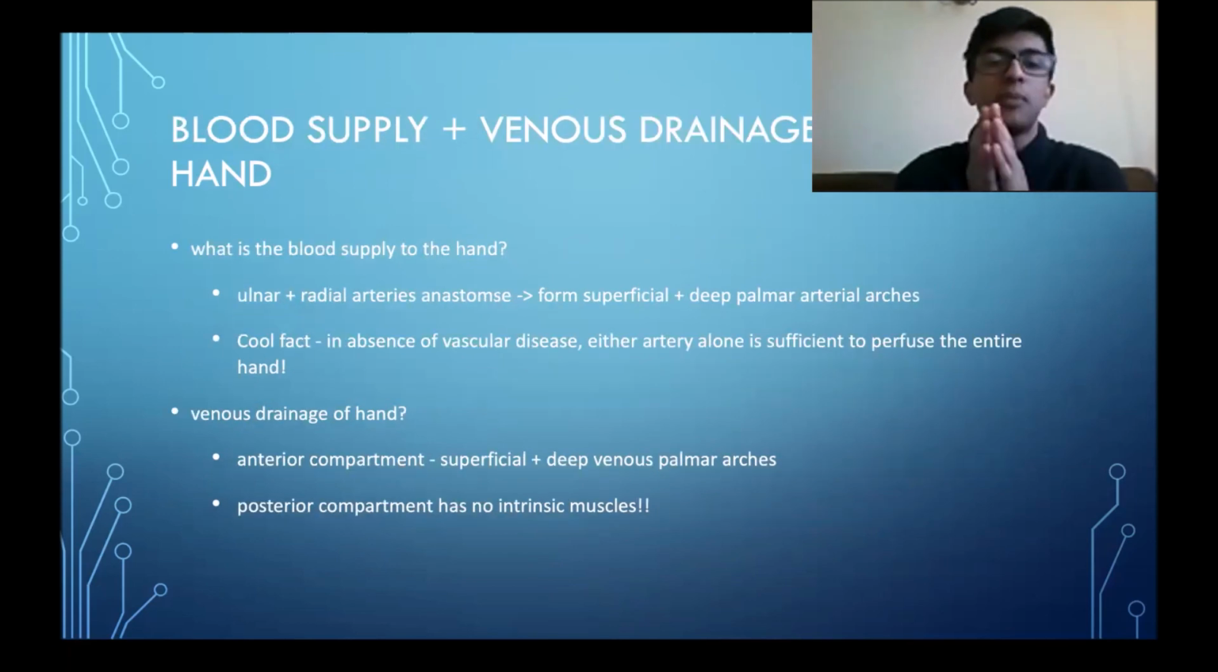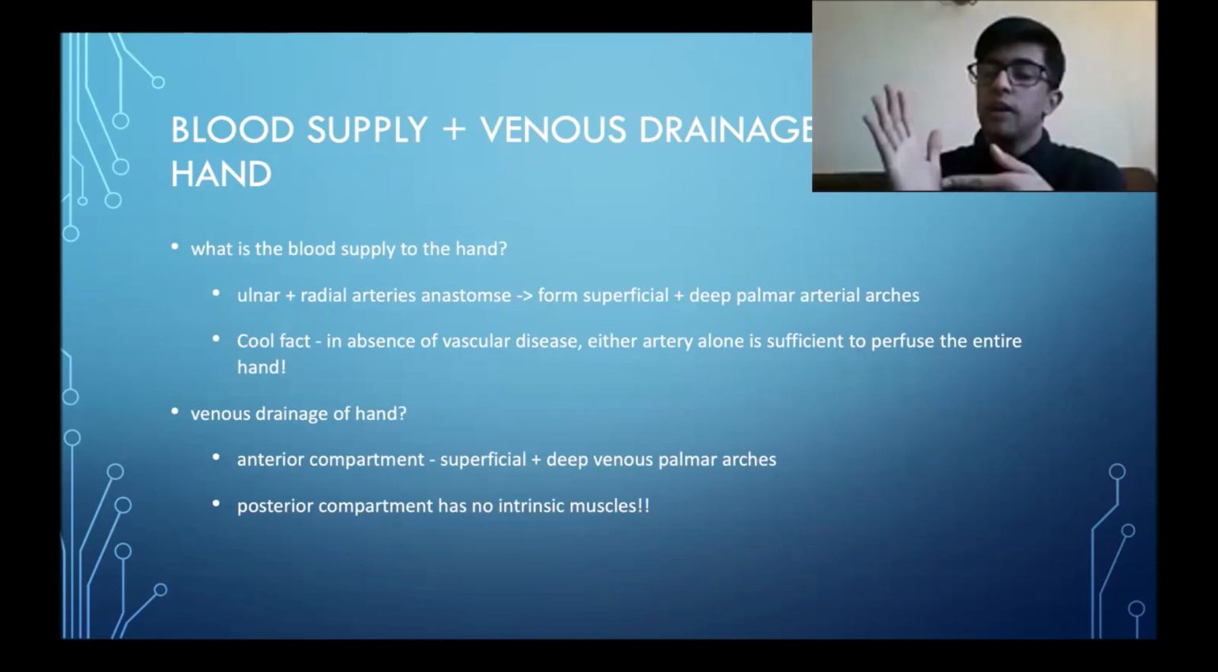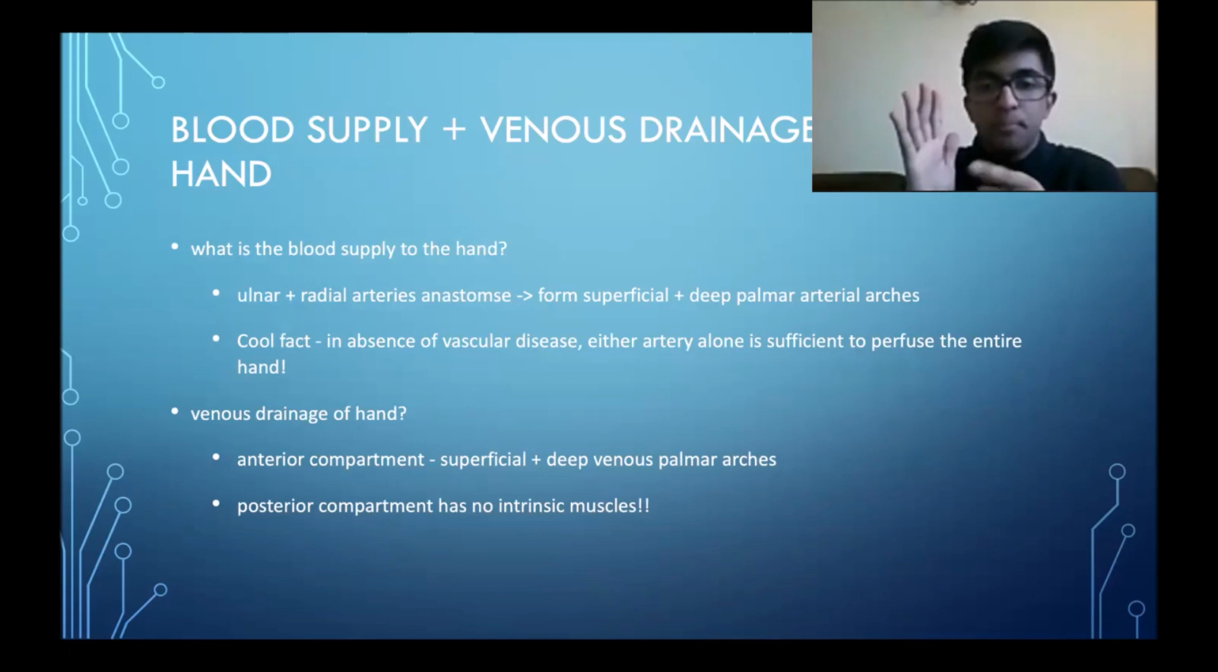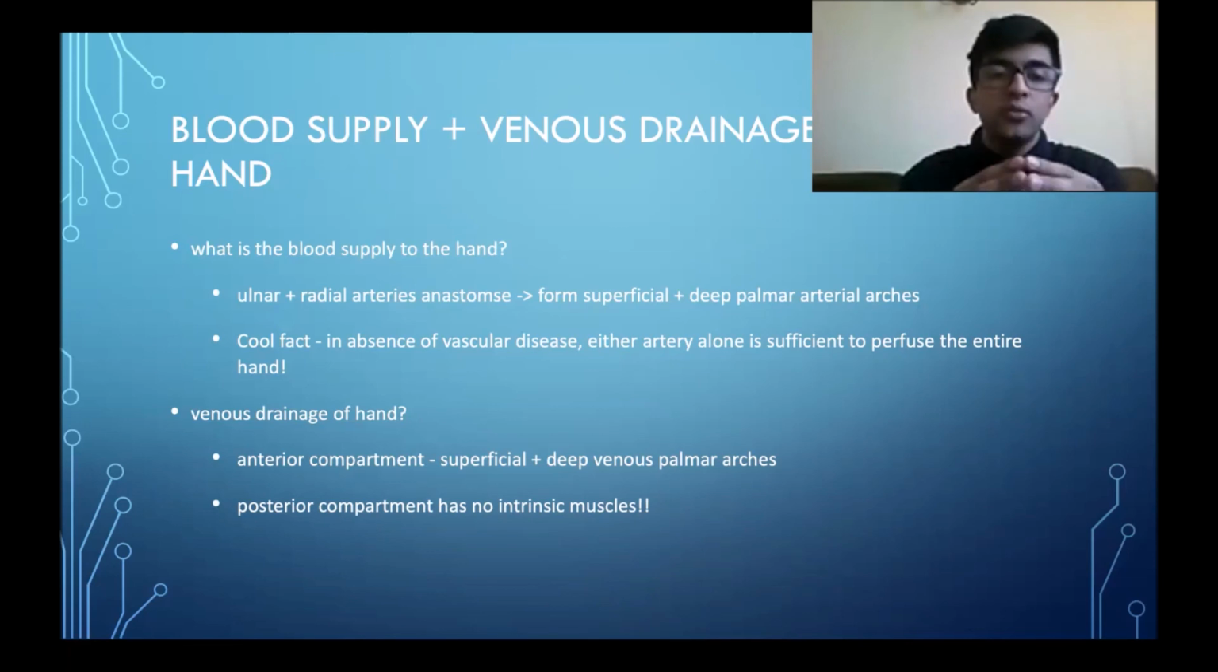Okay. Blood supply and venous drainage of the hand. We're almost there. What is the blood supply and venous drainage of the hand? You have the ulnar and radial arteries. They anastomose to form superficial and deep palmar arches. Superficial and deep palmar arches just look like this. And actually, in the absence of a vascular disease, either artery alone is sufficient to perfuse the entire hand itself. I found that so amazing.